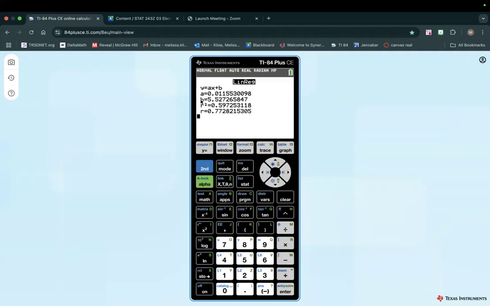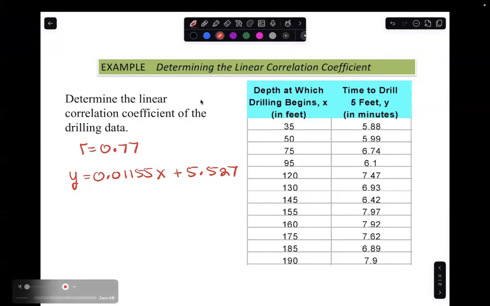I'm going to pop back over to my slide. So my R value is 0.77, that's the correlation coefficient, and then this is my equation. With a correlation coefficient of 0.77 and my R squared value of 59 point whatever percent, I probably would not make a whole lot of predictions. I'm not going to predict something beyond the 190 feet. If I was predicting like 150 feet deep, how long it would take to drill, it might be kind of accurate, but not super accurate.